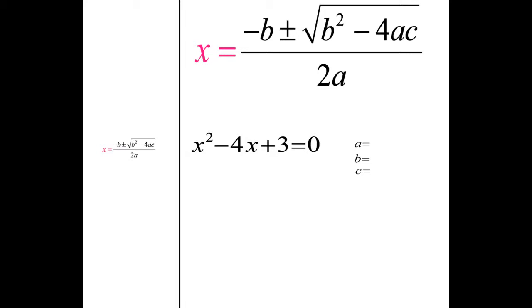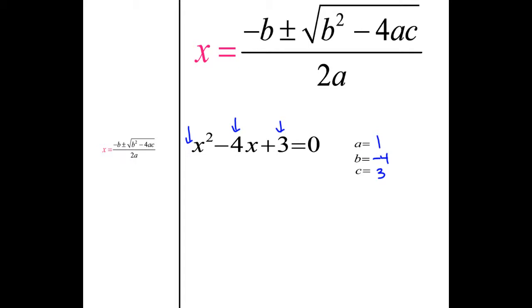So first thing we need to do is find our a. Remember, a is the number that's in front of the x squared. That's going to be this number. What number's not there, or what number is there if I don't write it? It's a 1. Our b is the number in front of the x, and that's not just going to be a 4, it's going to be a negative 4 because it's a negative or minus 4x. And our last number is the c, our constant, which is going to be 3.